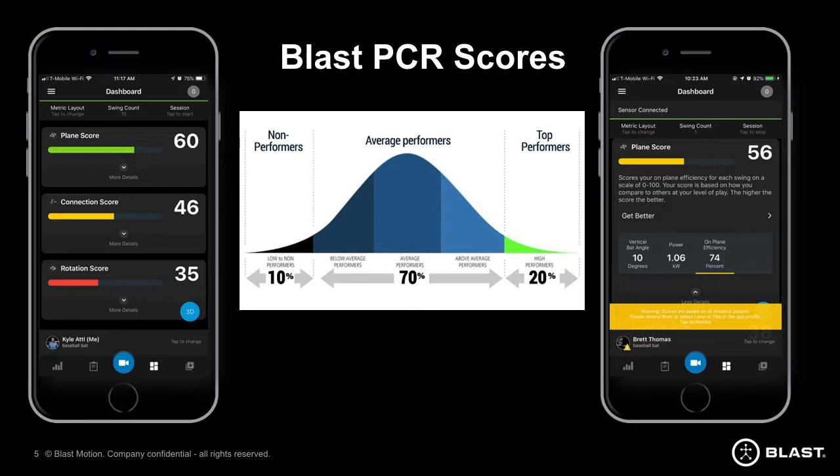We also give you the exact metrics so that you can better understand how you're progressing over time. So on the right, you see a plane score of 56, but you also see an on-plane efficiency of 74%. So for 74% of that guy's swing, he was on the swing plane. I'm going to break down each one of these individual metrics and give you more information there. But the key takeaway here is we give you a score based on your population and skill set, but we also give you the discrete metric that makes up that score and how we calculate it.